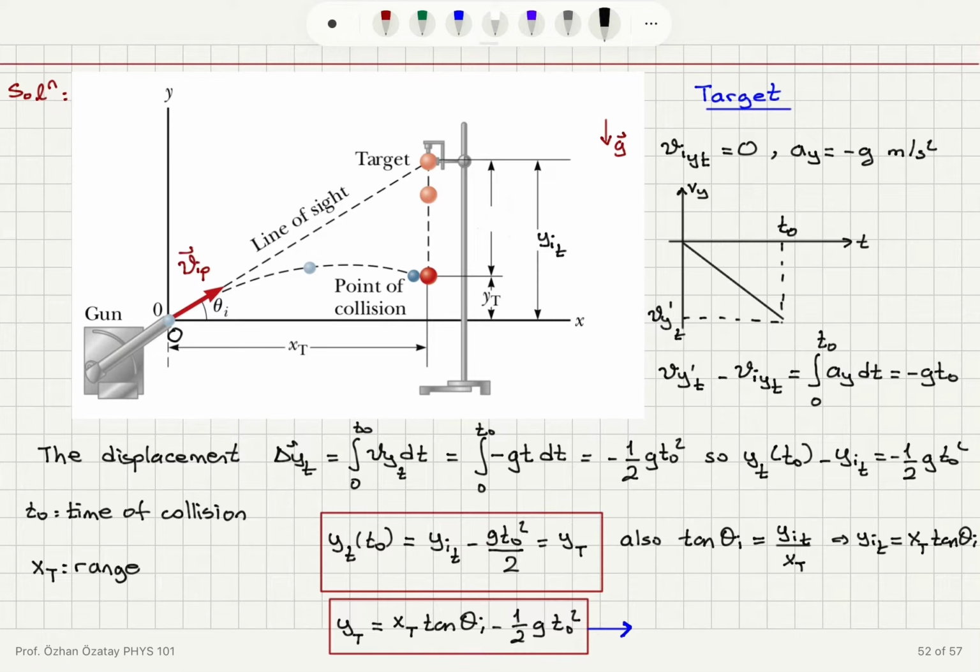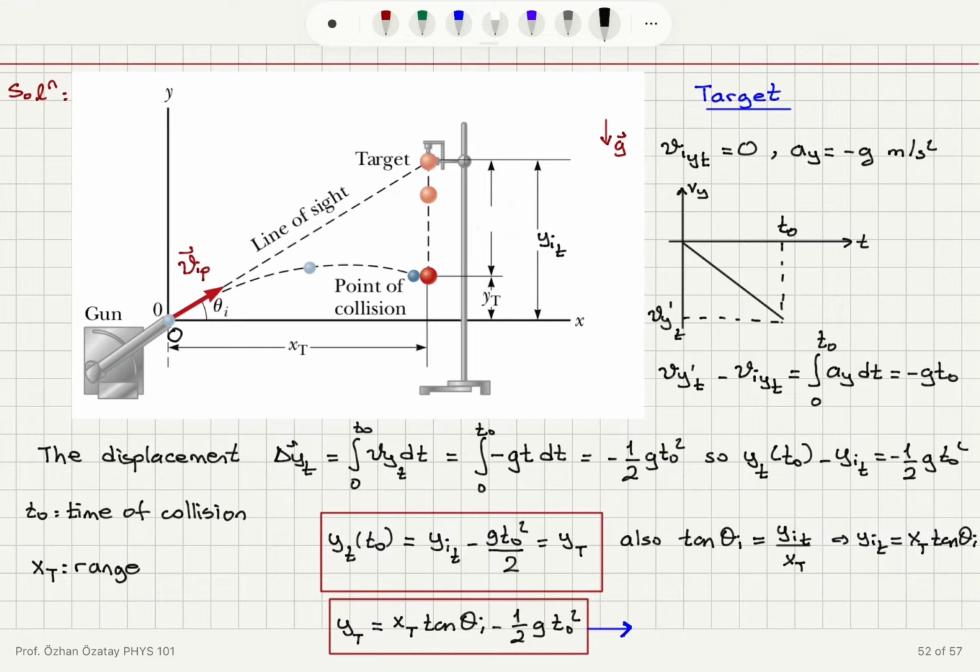So for the target, I've looked at the y component of the velocity because it's released from rest. It has zero velocity at the beginning, but it only has an acceleration on the y-axis, which is gravitational acceleration. And we used the velocity-acceleration relationship to find the velocity at time t of the target, which is minus g t0 at the time of collision.